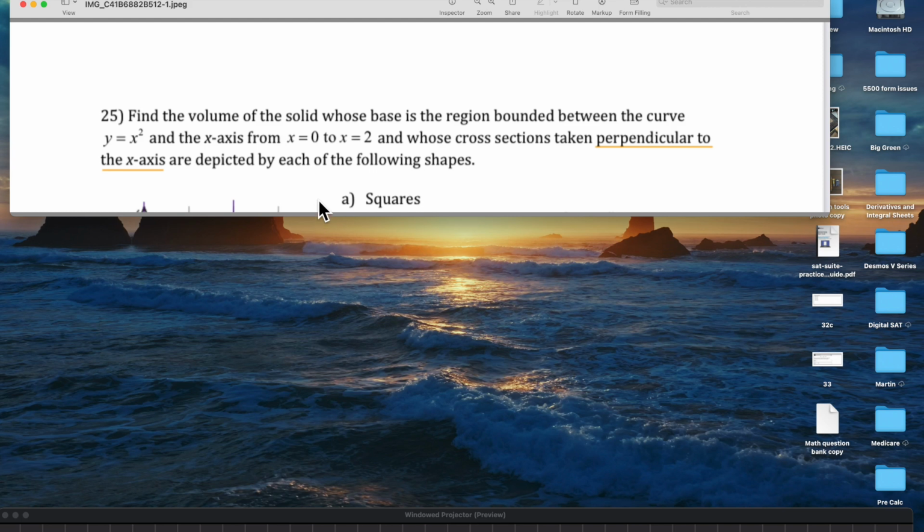We are asked to find the volume of a solid whose base is the region bounded by y equals x squared, the x-axis, x equals 0, and x equals 2. And to form that solid, we're going to use cross-sections taken perpendicular to the x-axis. And we're going to use the following shapes, and it looks like we're going to do squares first. So take a moment and graph that on your own.